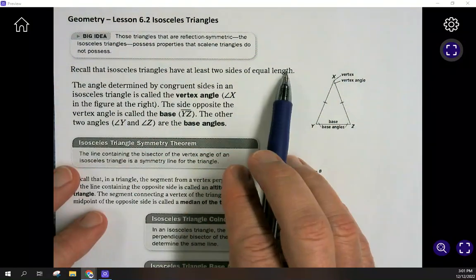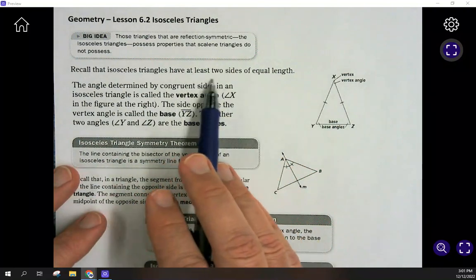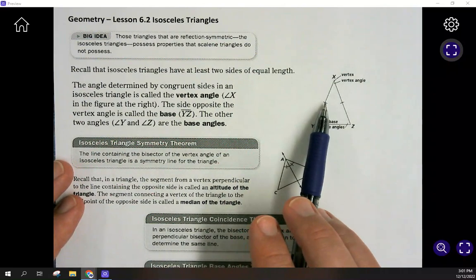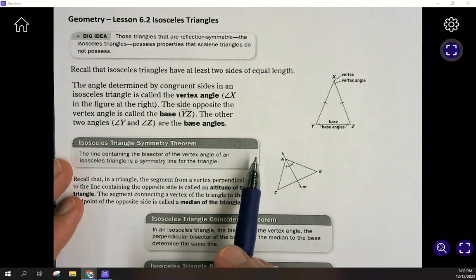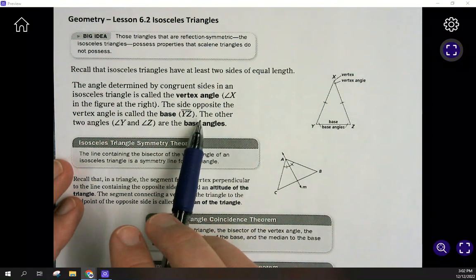All right, so that little recap they say right here, isosceles triangles have at least two sides of equal length. You can see it right here. These markings tell you that you've got two sides that are equal. Okay, so just to go over some important vocabulary now for isosceles triangles.